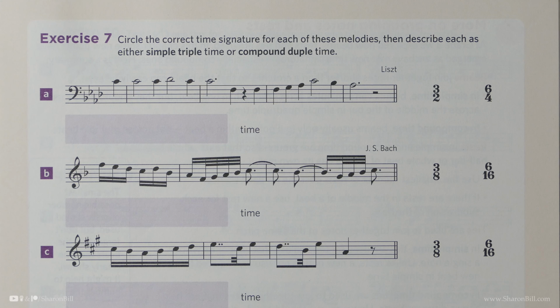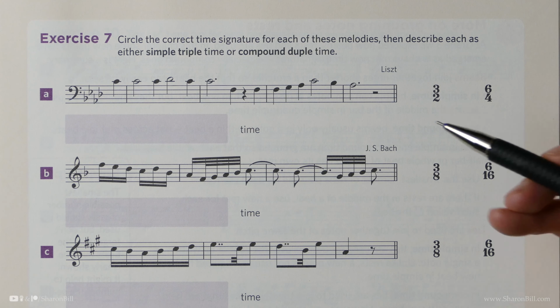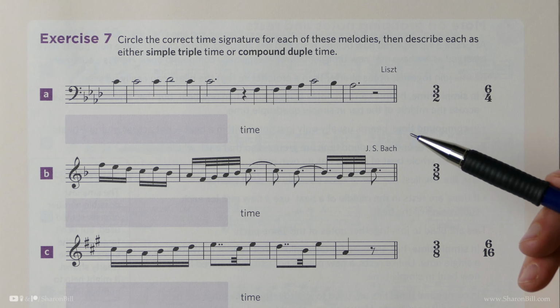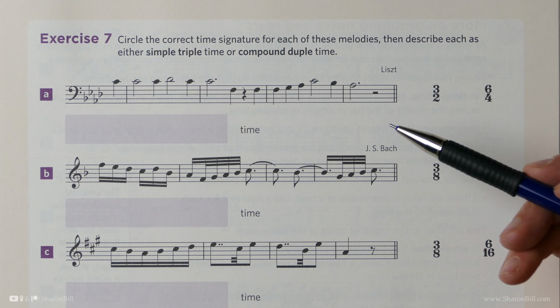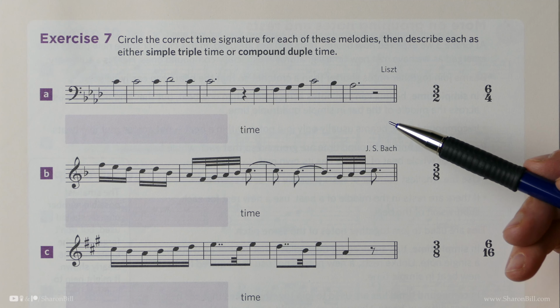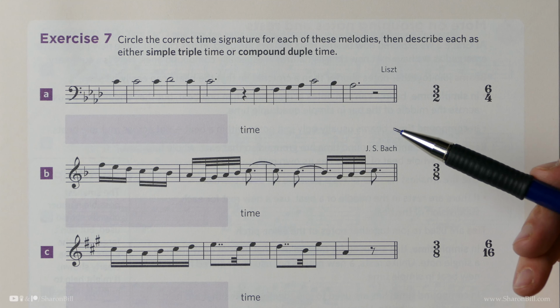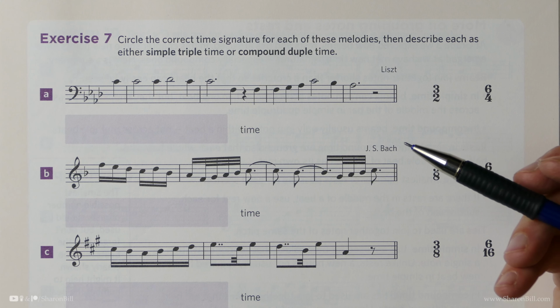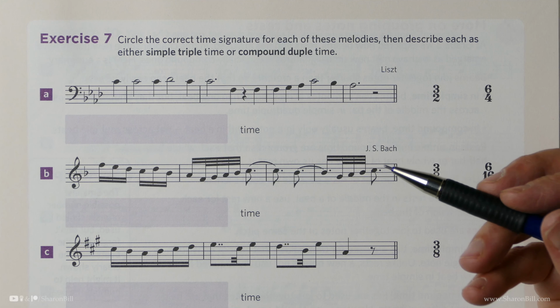We move on now to page 13 of the Grade 4 Discovering Music Theory workbook, moving on to exercise 7, where we get further opportunity to determine whether a little extract of music is either compound or simple time, and then we need to decide if there are 2, 3, or 4 beats per bar. And so the way that the music is grouped will tell us that. And so let's just think about this.